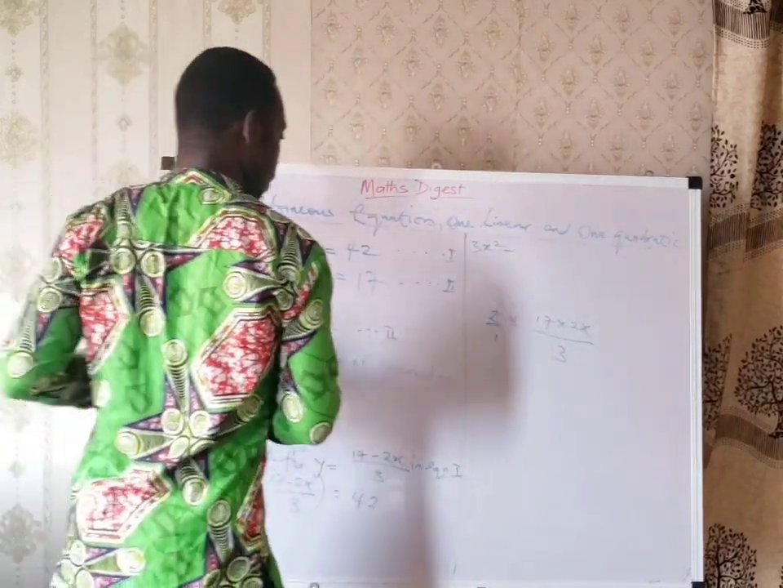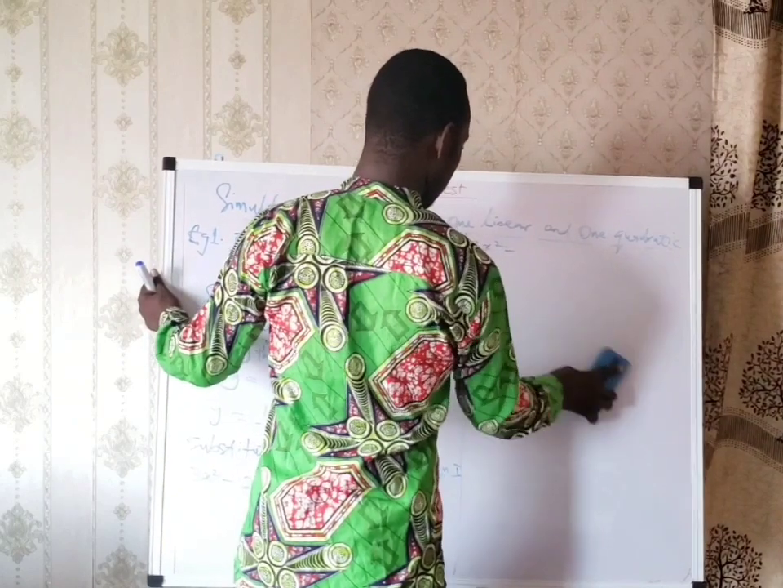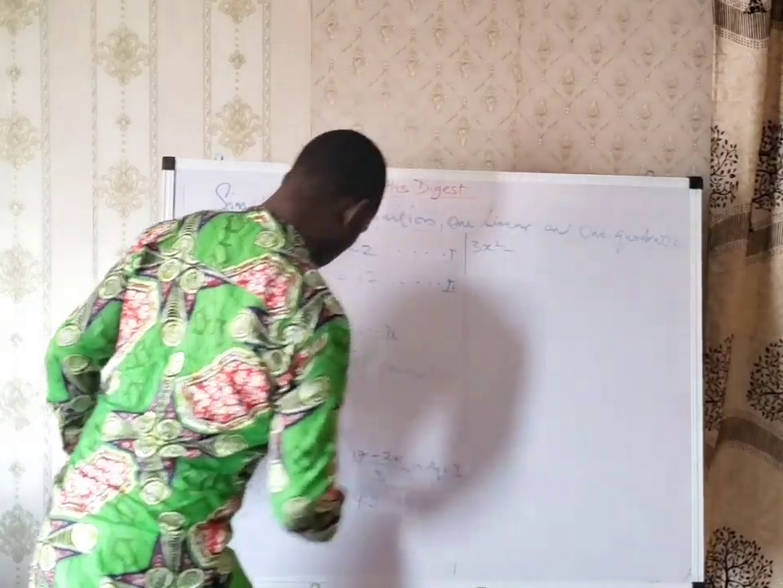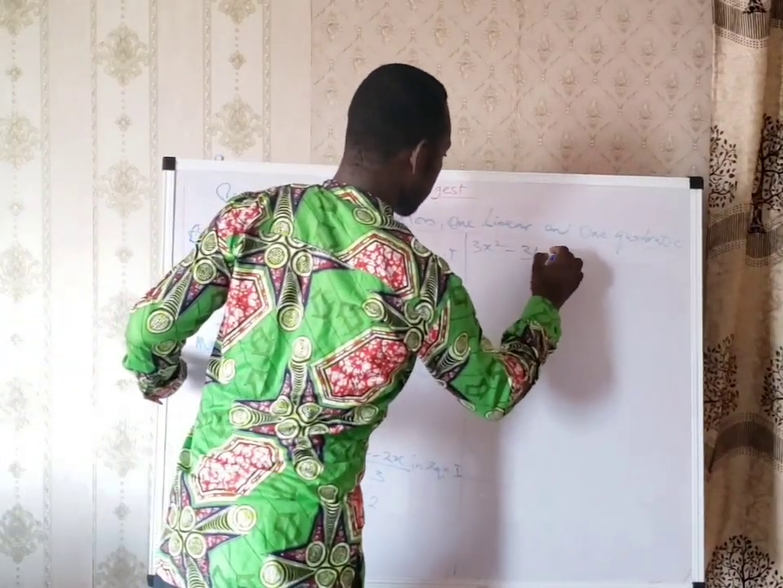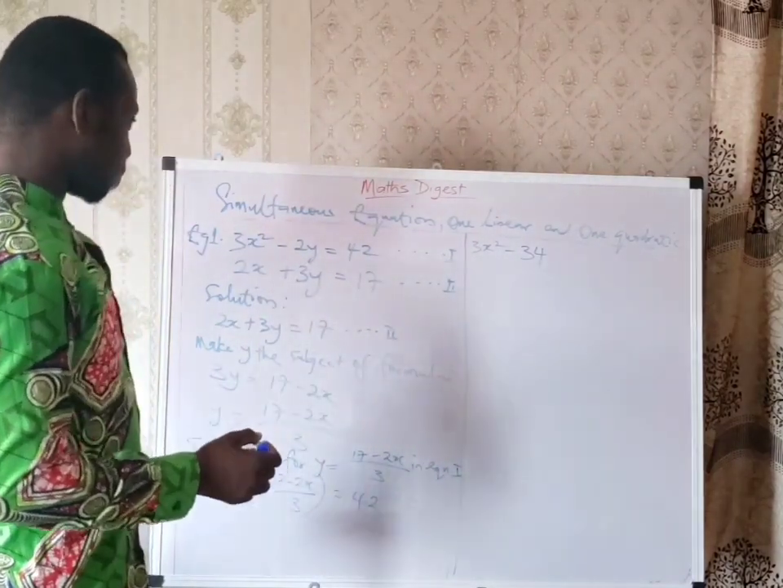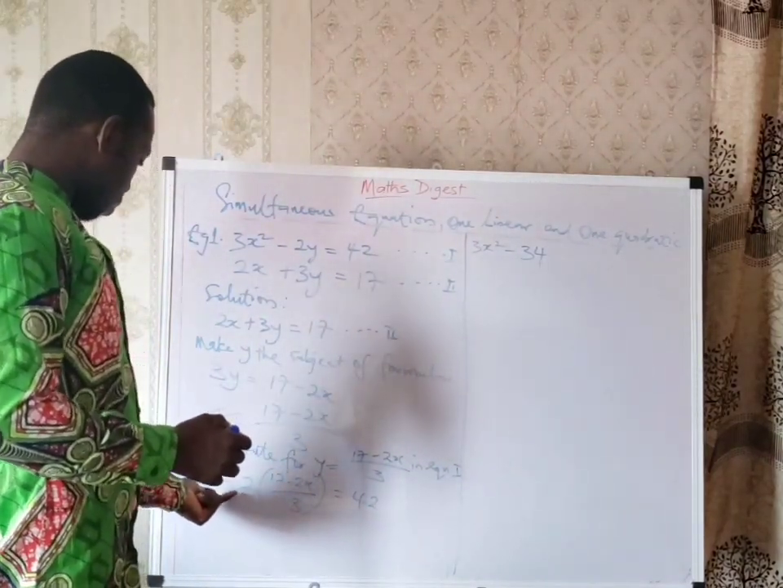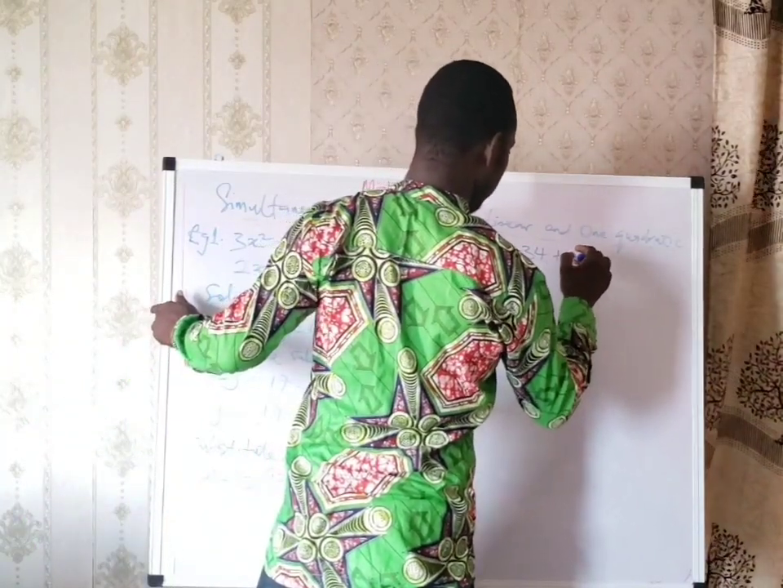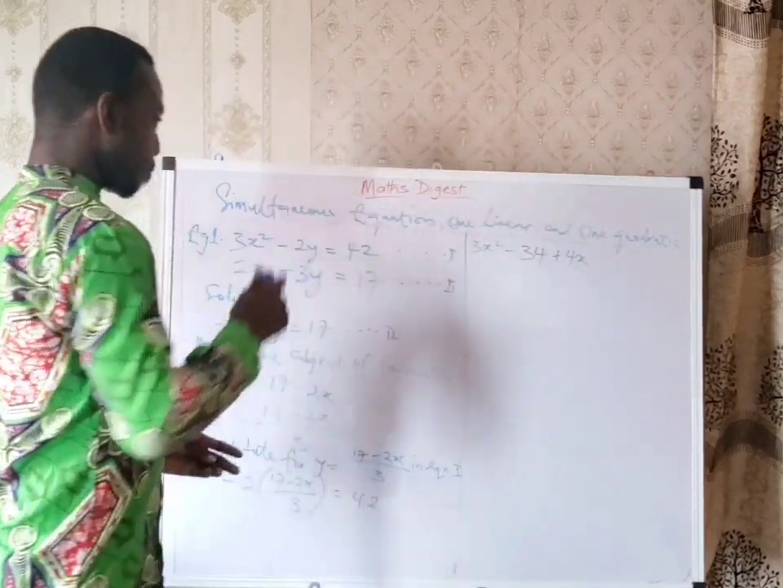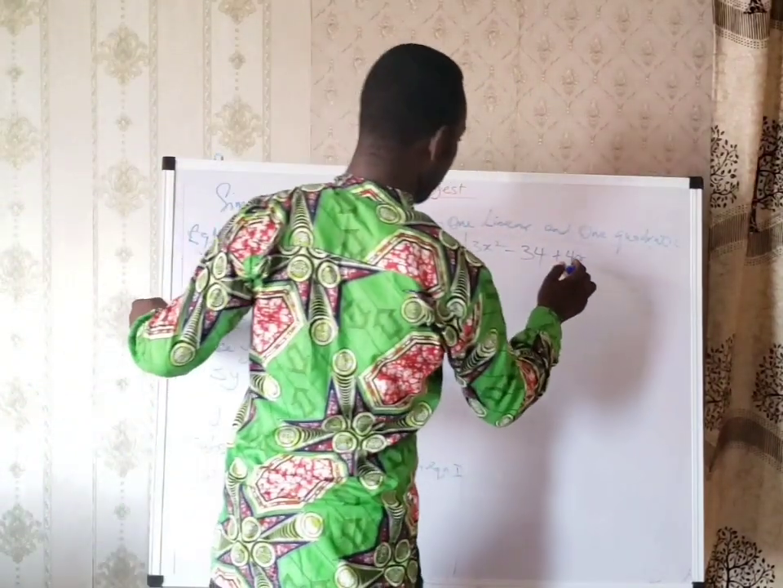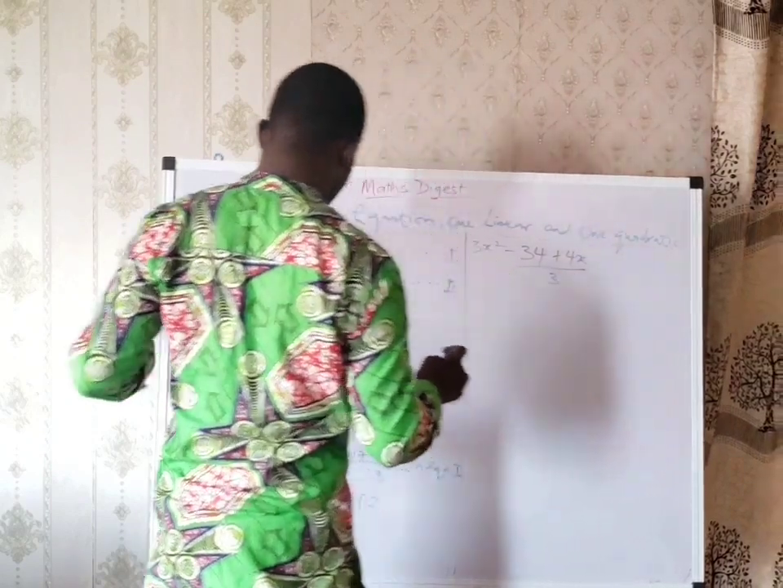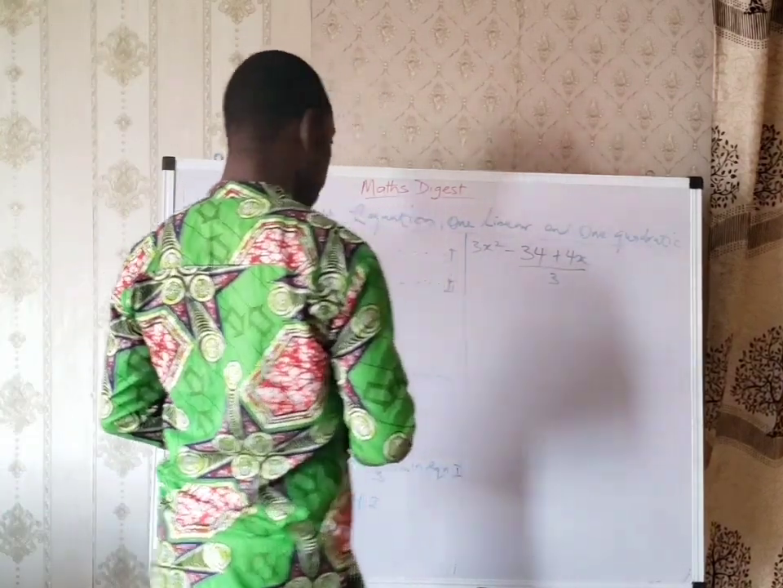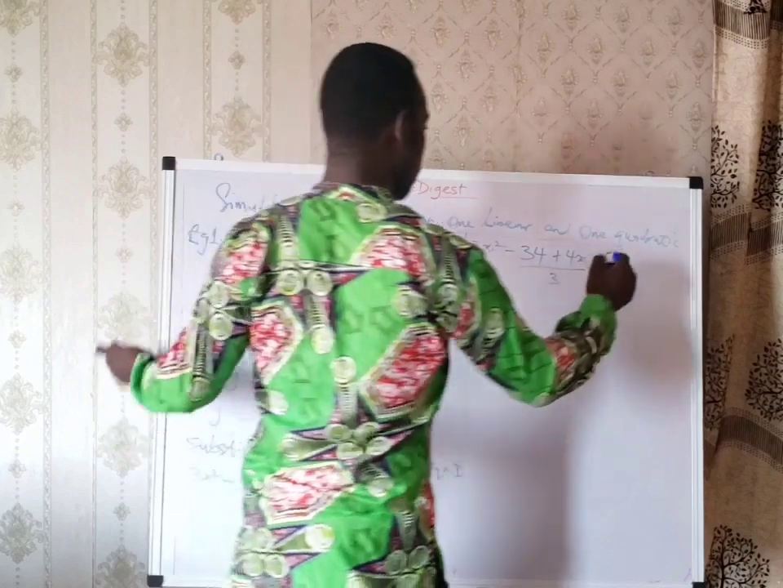All right, now when we go by this, we have that 2 times 17 is 34. Then minus 2 times minus 2x, we have plus 4x. Now from this we say all over 3, equal to 42.